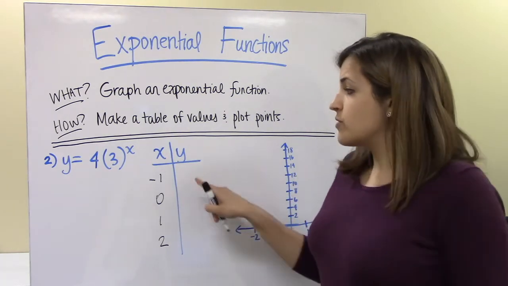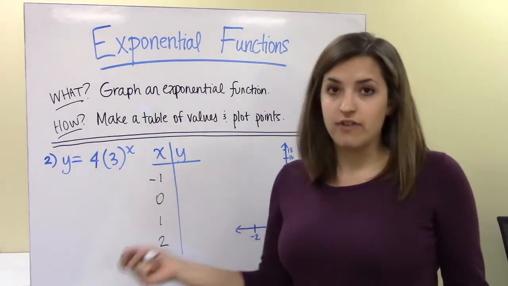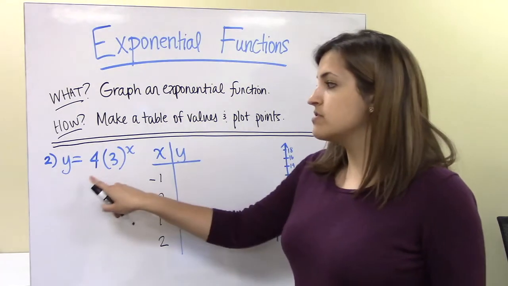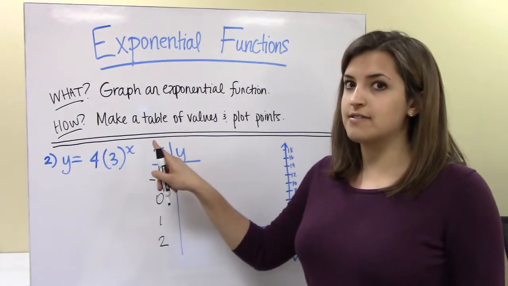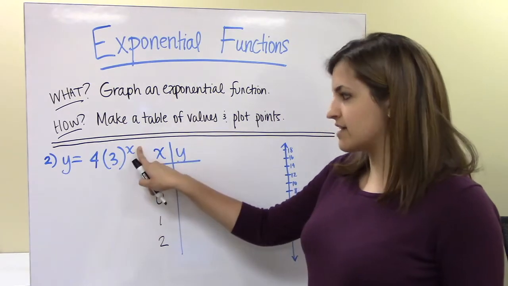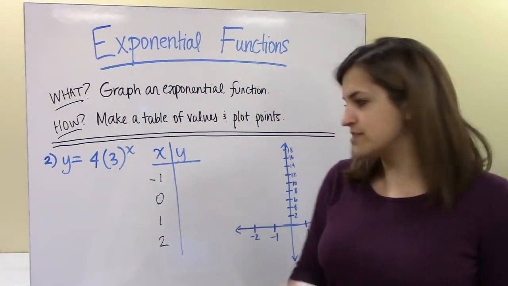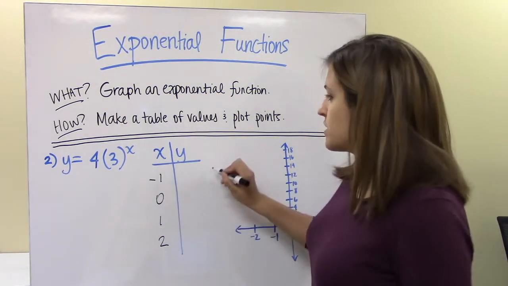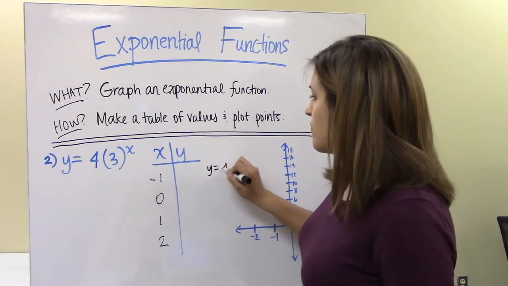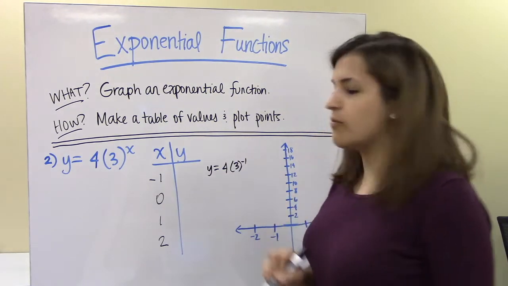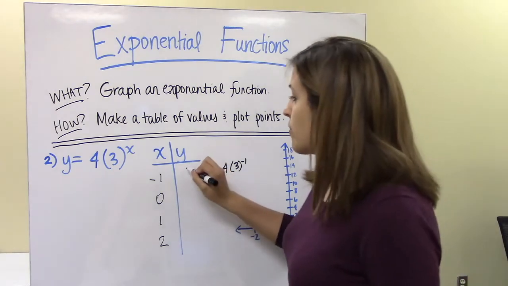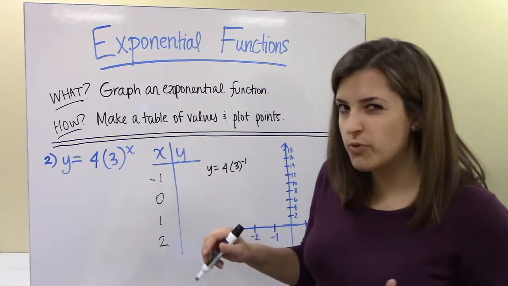Now y I'm going to find by plugging points into my function, which happens to be y equals 4 times 3 to the x. So I have a times b to the x. All right, so let's do this. When we plug in -1, we're going to get y equals 4 times 3 to the -1. And this is going to be 4/3, or about 1.3.